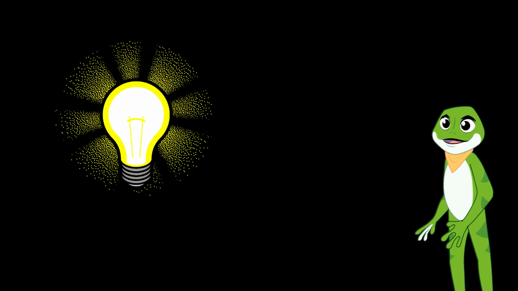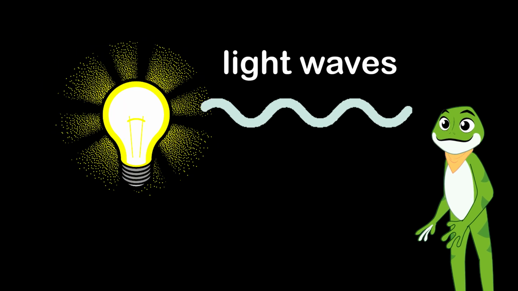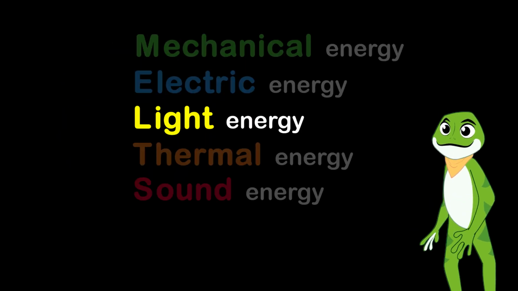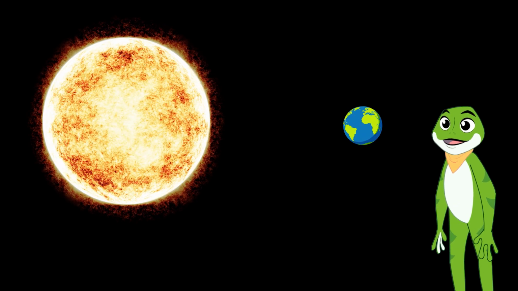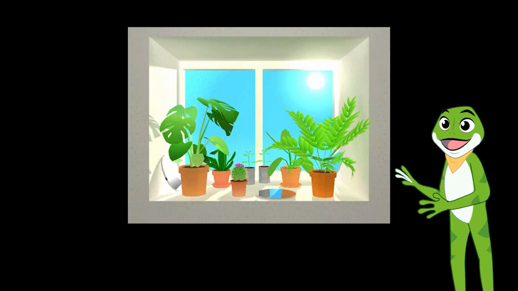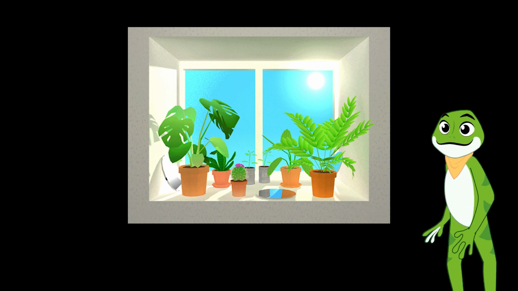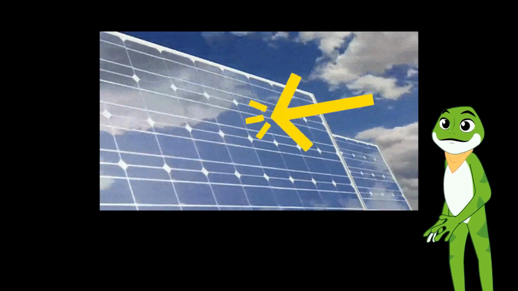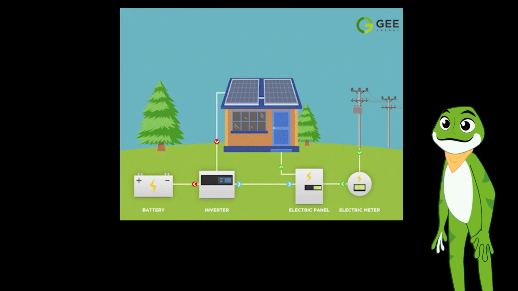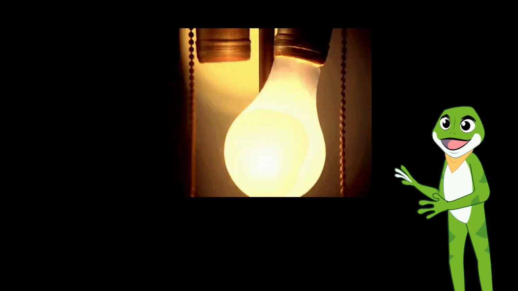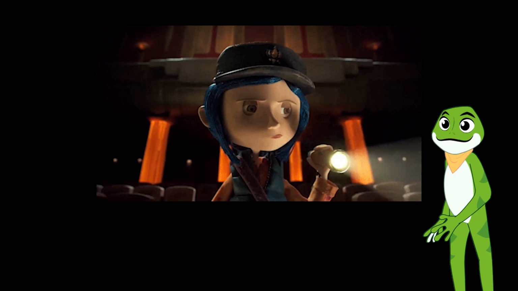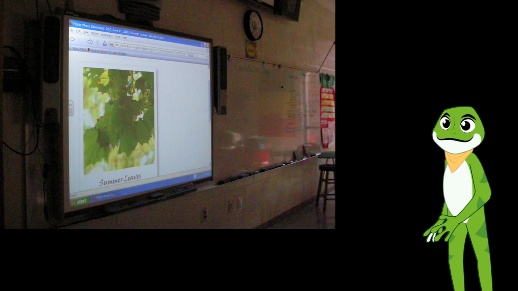Another way energy can be transferred is through light waves. And as you can guess, this form of energy transfer is light energy. Every day, light energy is transferred from the sun to the earth. Light waves travel to plants and help them grow. And light energy travels to solar panels, where they are then turned into other forms of energy. When we turn on a light bulb or a flashlight, light waves are produced. And right now, light waves are traveling from this screen to your eyes.